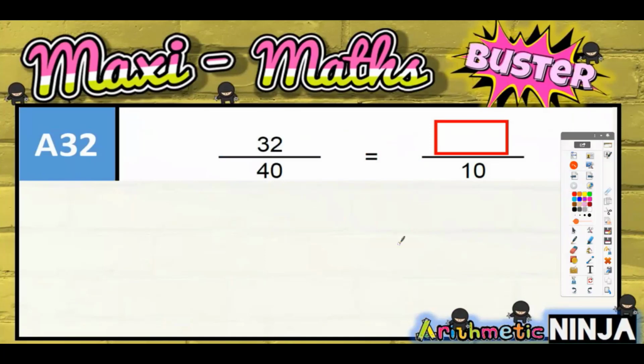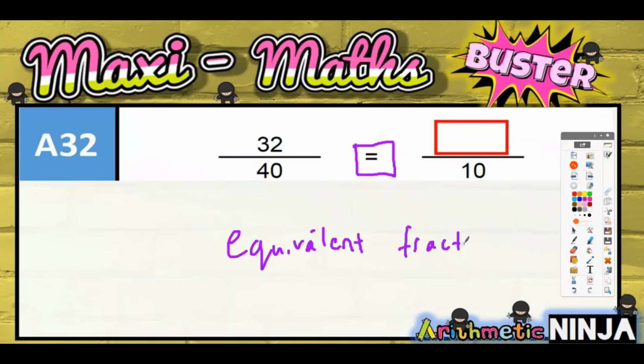Question 32. Now, it doesn't say this. There's no words with this question, but the equal sign gives us a few words. So the equal sign basically means we're talking about equivalent fractions. And when you're talking about equivalent fractions, you need to find a connection.